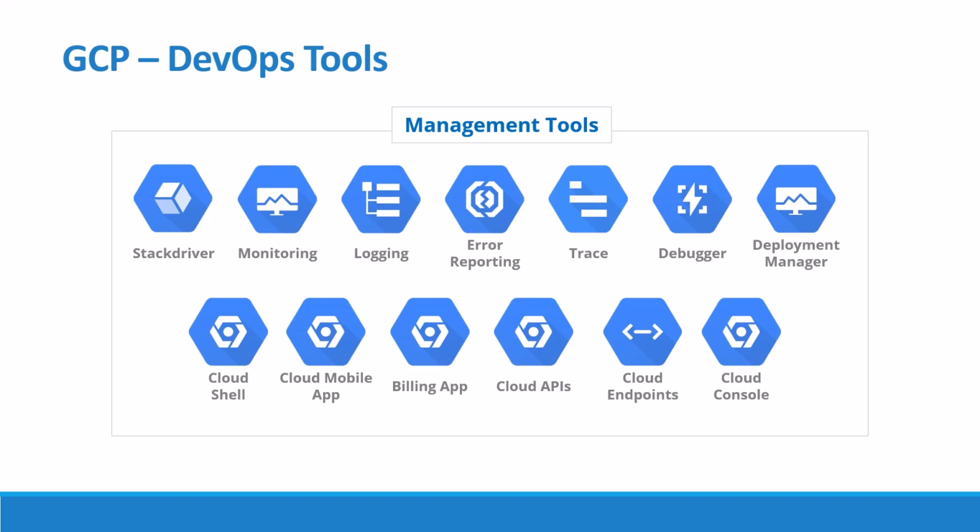Lastly, there are a set of management tools which provide insights into existing deployments. They also extend the automation capabilities provided by basic DevOps tools. Services like Deployment Manager, Stackdriver, and different APIs form the management tool collections in Google Cloud Platform. So this is all about it.